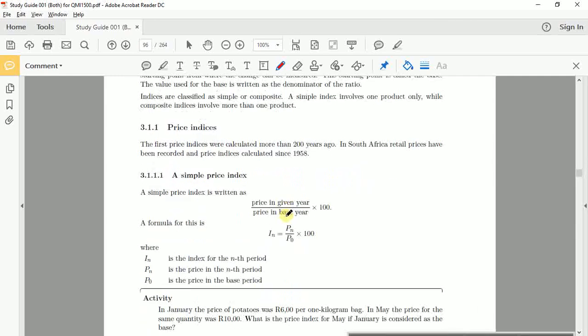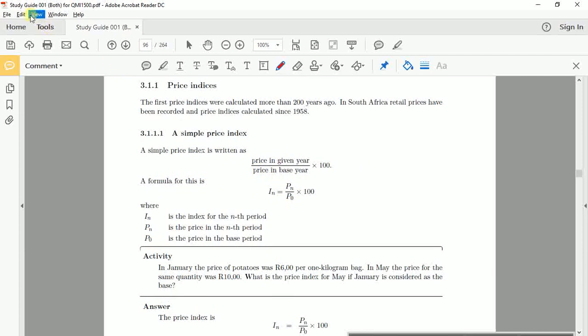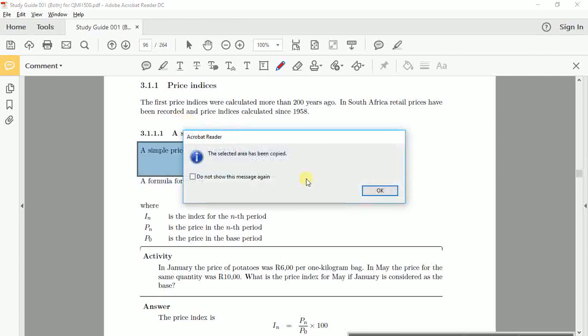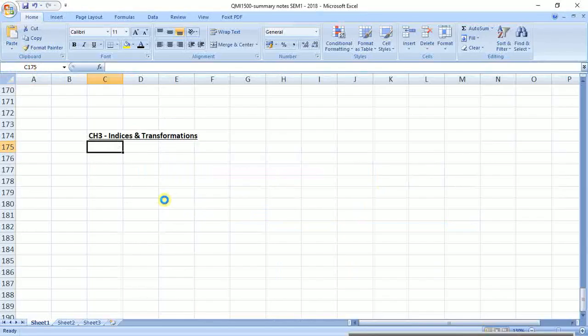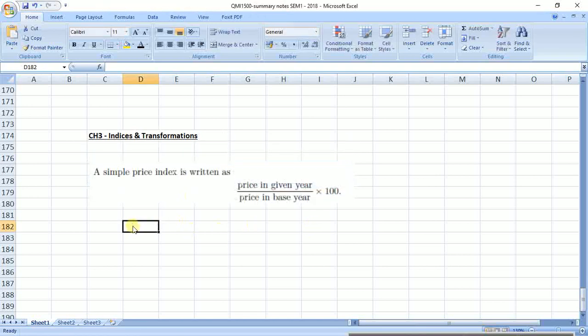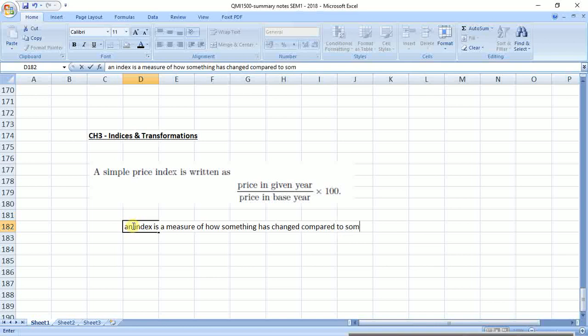All right, so with indexes, you've got specific formulas. There's the general equation. I'm actually going to take this, copy it, and paste it. Okay, why? Because this tells you what an index is. An index is a number or a measure of how something has changed compared to something else. And in brackets, it's a base year.